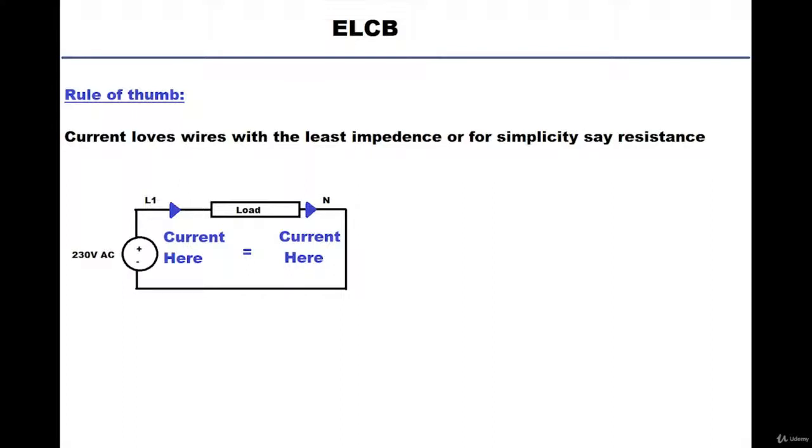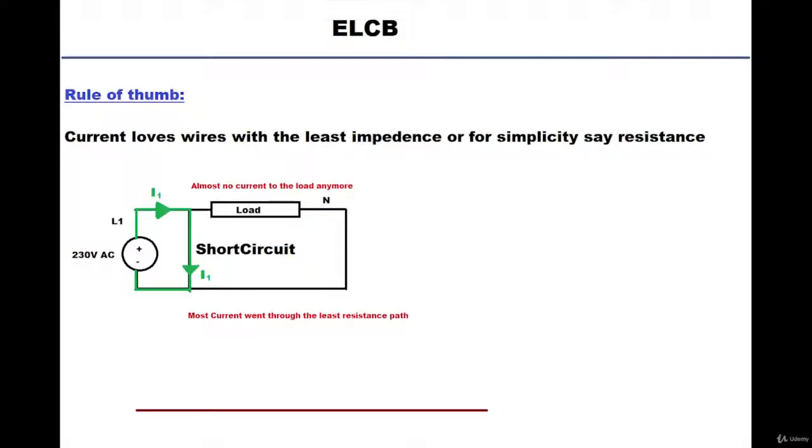So in this circuit right here, the current is flowing from the phase to the load to the neutral and coming back. And the current is equal at all the points in this circuit. Now if we short circuit the phase and the neutral like this, according to the rule we've learned, all the current, or almost all of it, will go through this short circuit. And since there is no load, a huge amount of current is going to propagate back to the neutral. This is not earth leakage, this is just a short circuit.